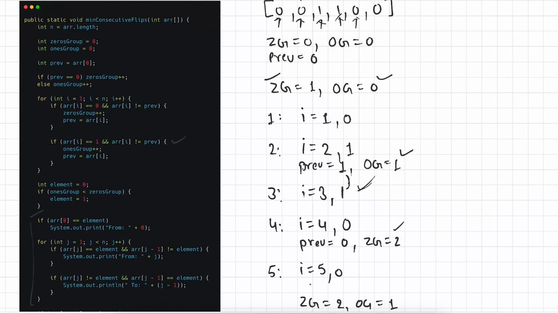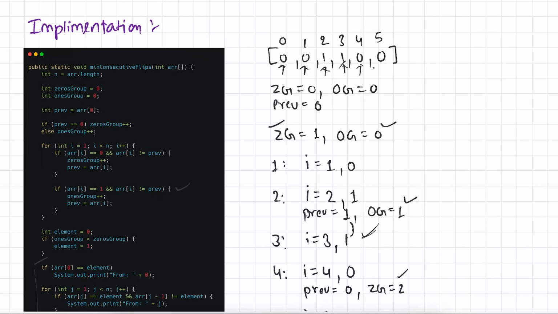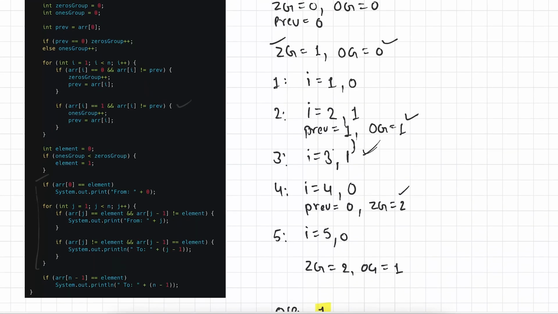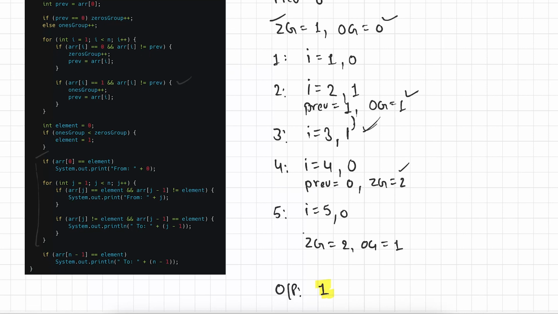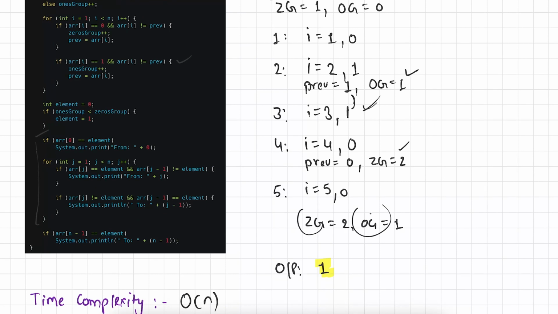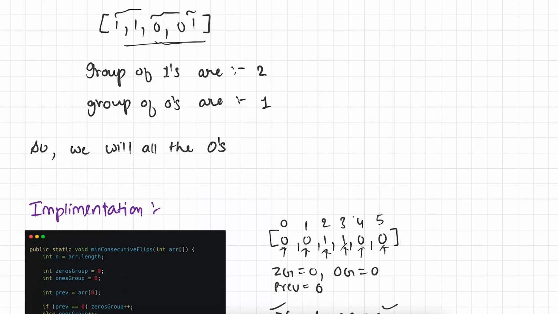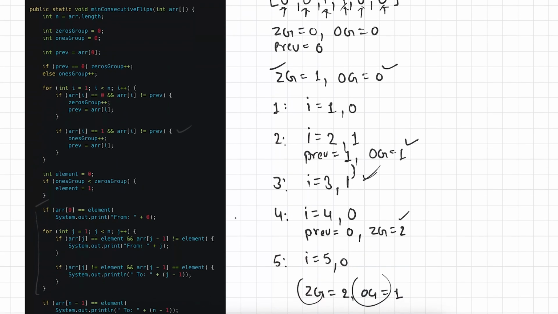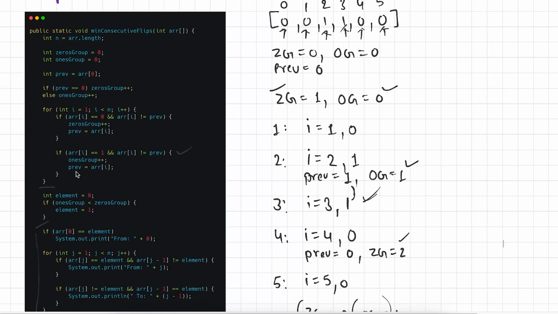Now moving to the next iteration, when I becomes 5, the element at index 5 is 0 and it is the same as previous. So we do not do anything, and the value of zeros group comes out to be 2 and ones group comes out to be 1. So the smaller of the two is ones group. It means we have to flip ones to make all the elements the same. Okay, so after this for loop, the execution begins from here.